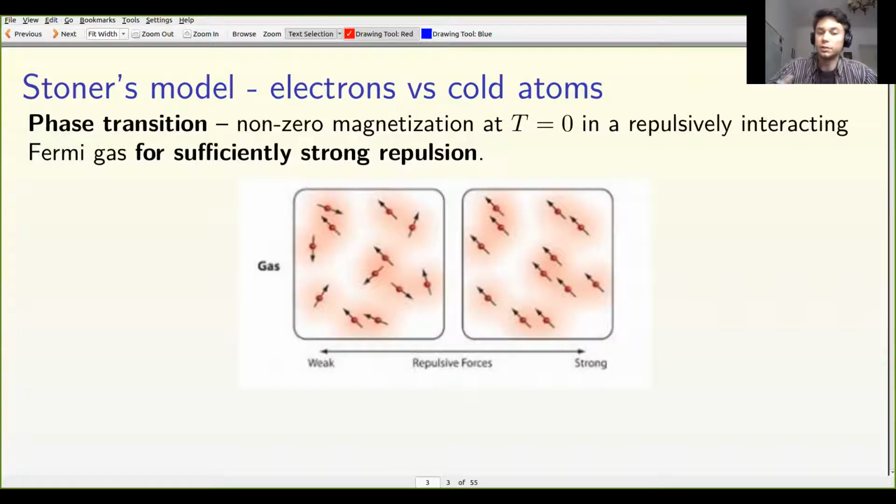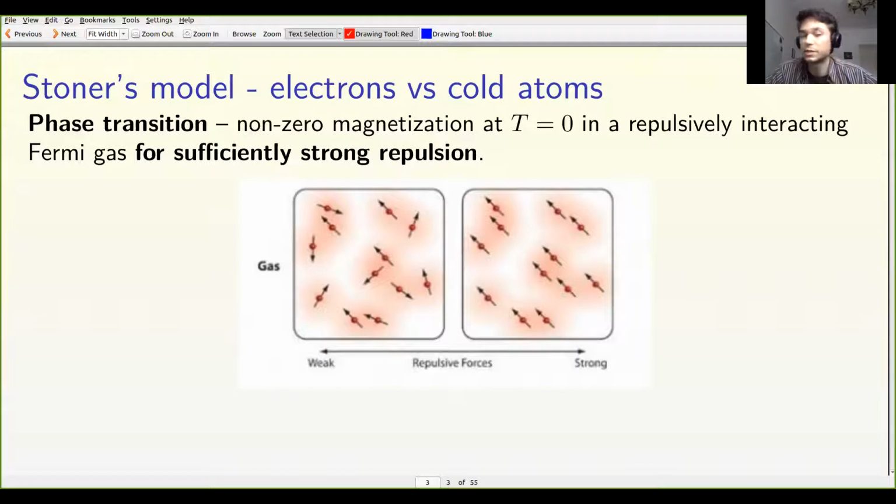So let's say you increase the interactions, and for weak repulsive interactions, what you have is a paramagnetic state as a ground state. So you do not have any ferromagnetic domains. You do not have the symmetry breaking, and the overall magnetization of such a state is 0. And then you make the repulsion stronger, and what you see is the appearance of ferromagnetic domains, where you have atoms grouped into these domains where the spins are aligned along the same direction. And this corresponds to non-zero magnetization.